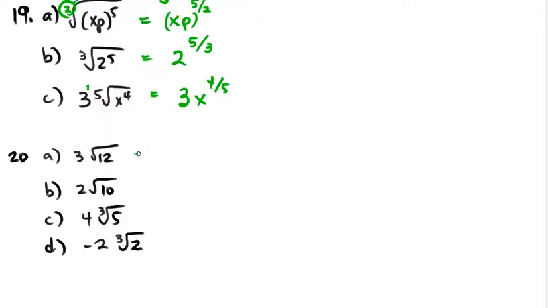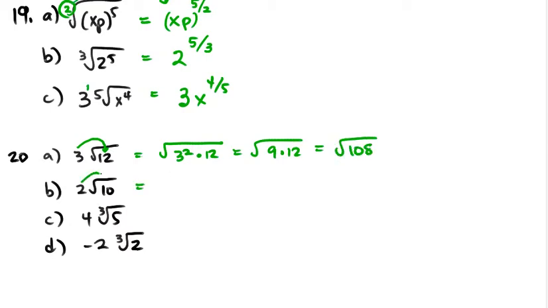We're making entire radicals. For this 3 to come back inside, it comes back inside as a 3 squared. 3 squared is 9. 9 times 12 is, oh my goodness, 108. For the next one, the 2 comes in as 2 squared. 2 squared times 10, which is 4 times 10, and 4 times 10 is 40. So you get the square root of 40.